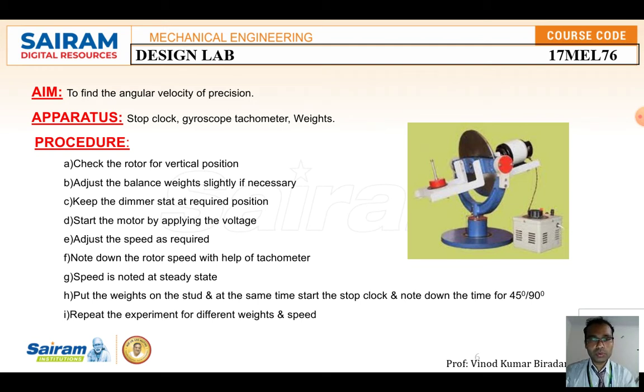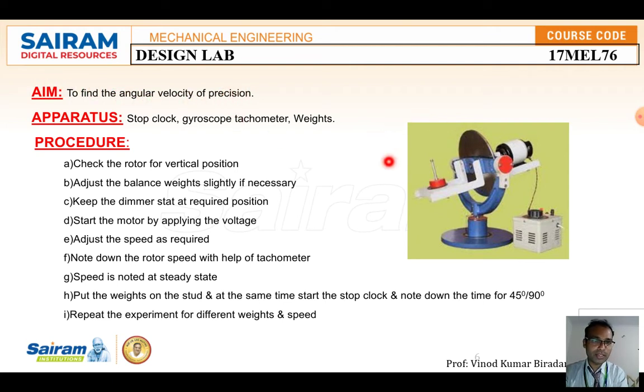Now let me explain how we are going to conduct the gyroscopic effect experiment, that is, how to find the angular velocity of the precession of the gyroscope. Just theoretically I will tell you, but for your syllabus it is not there to conduct this experiment. So the aim of the experiment is to find the angular velocity of the precession.